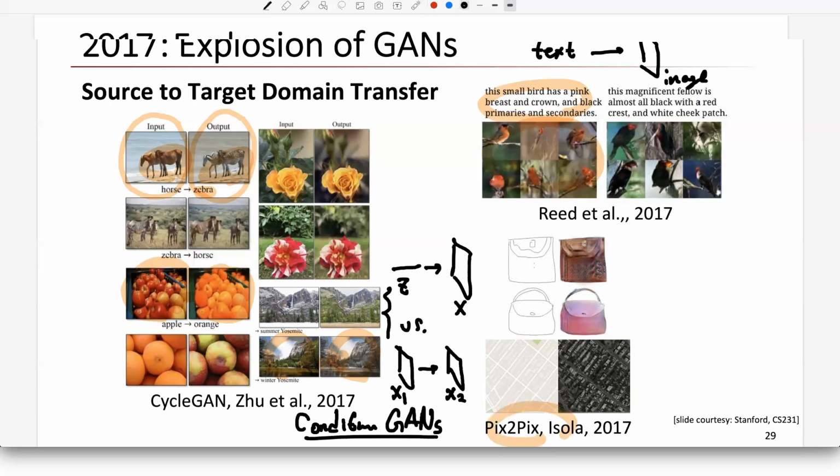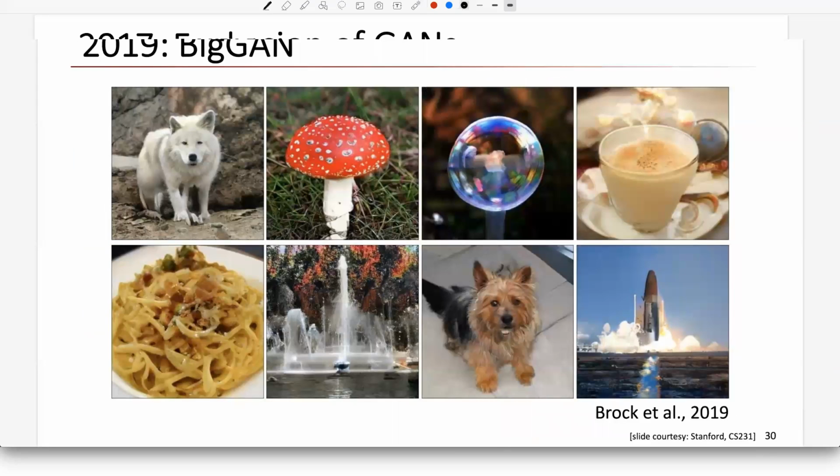Pix2Pix is another example. Of course, most of you have heard about this one. This is an image-to-image translation application. In 2019, there was the big GAN paper. All of these samples are generated high-quality images. As you can see here, even for humans like us, we cannot distinguish the real and fake images, right? Of course, all of these are fake, generated images. So it's very amazing.